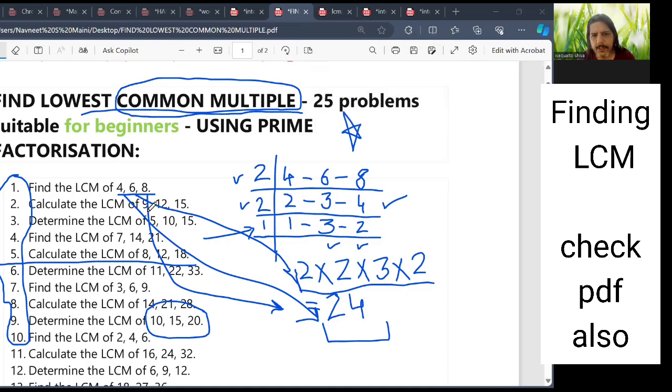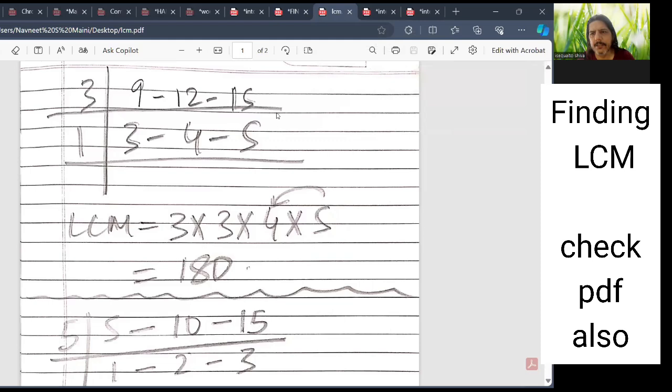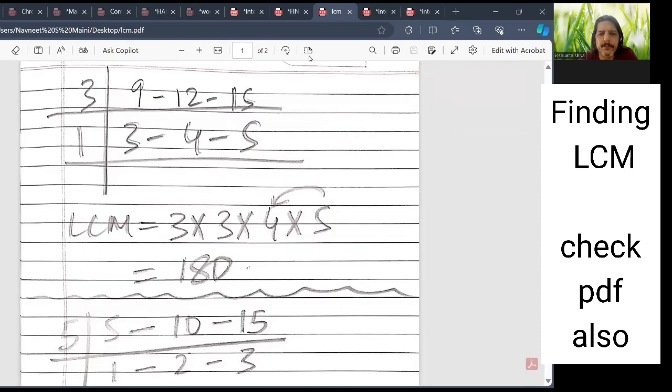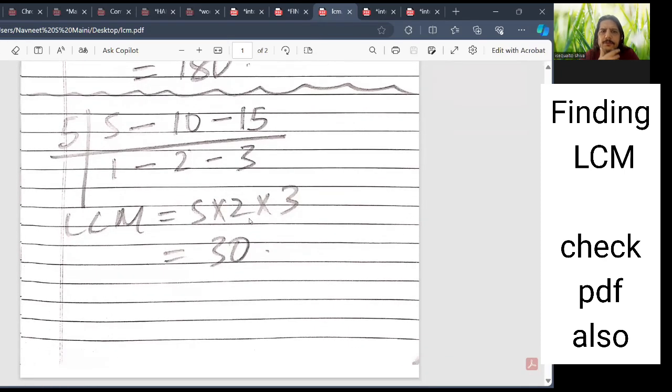If you look at the second question, 9, 12, 15, is this how you have done it? 9, 12, 15. First, the common factor is 3. Your answer should be 180. Yeah, I did that. You have followed the same process? Great. Second, 5, 10, 15. Have you followed this process? Is your LCM 30? Great.